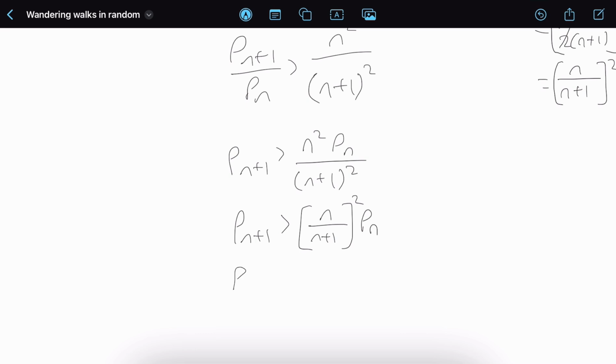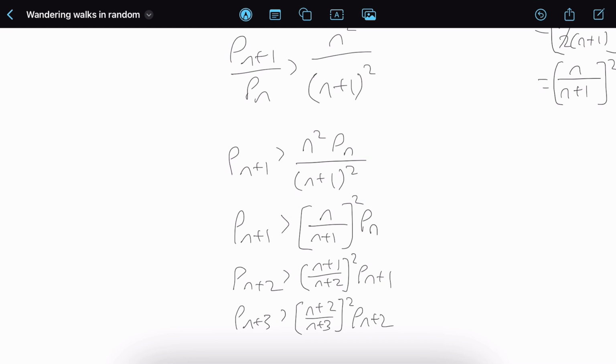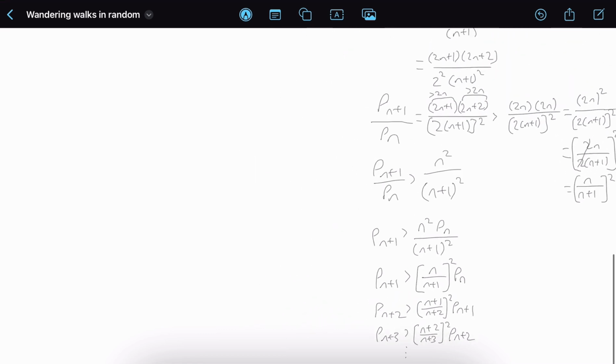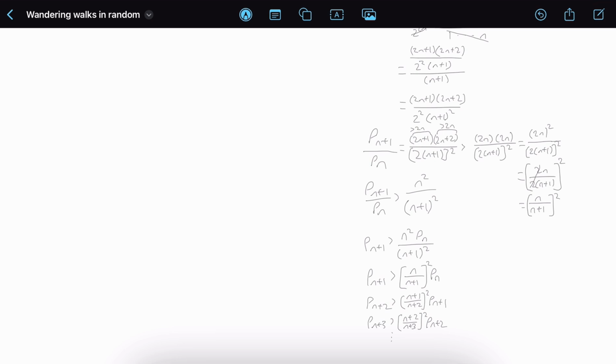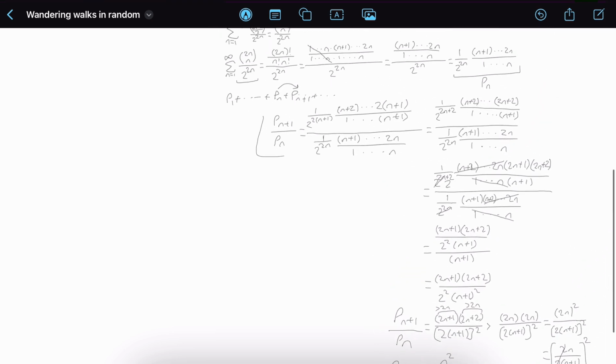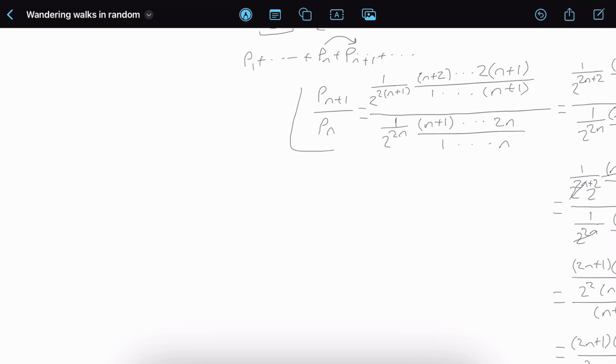And we can extend this relationship to even the next term. We just add 1 to n to get this relationship, and we can extend even further to the next term, p sub n plus 2, and this continues forever. And now we see back what we want to compare our sum.